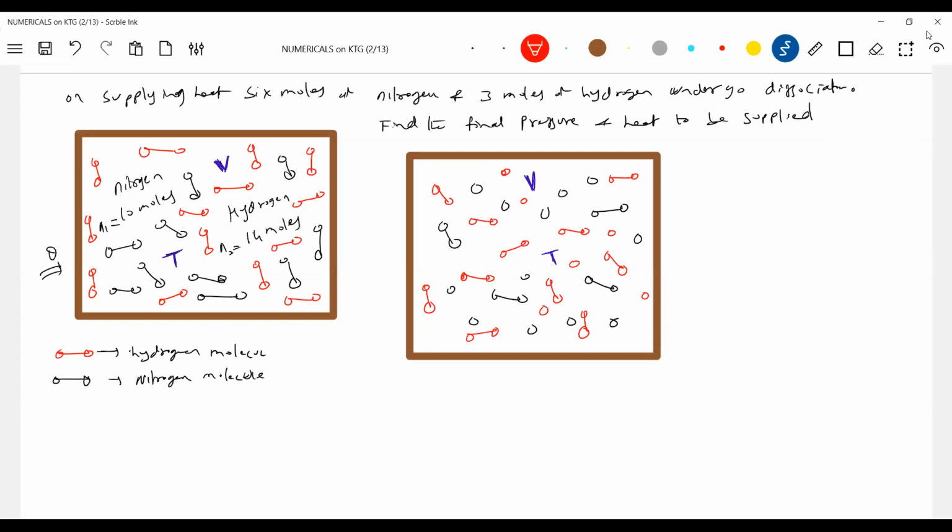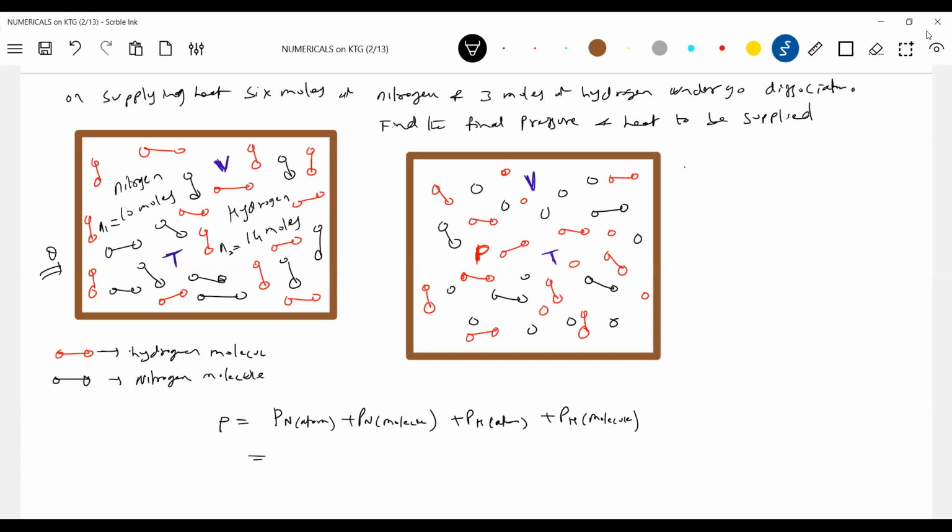It's a very systematic way you're learning it. Okay, now I'm asking, what is the final pressure? This P has to be calculated. So what should be our equation? It should be like this: pressure due to nitrogen atom, pressure due to nitrogen molecule, pressure due to hydrogen atom plus pressure due to hydrogen molecule.